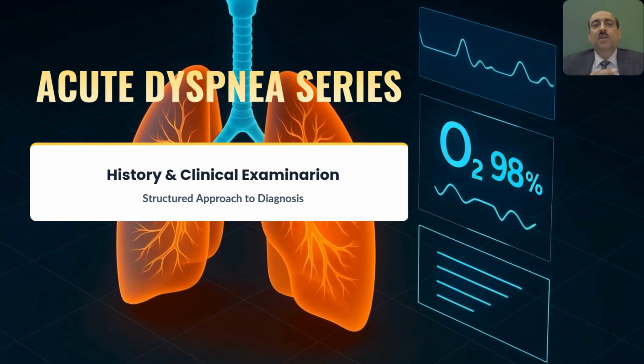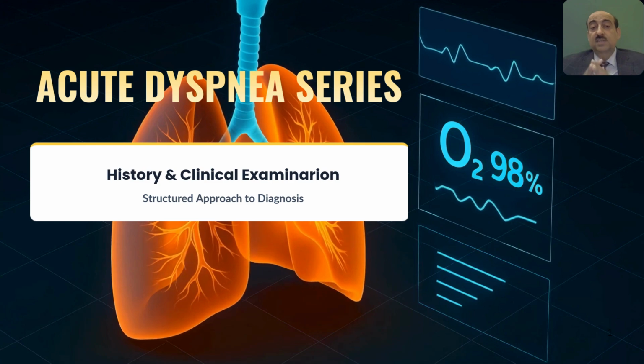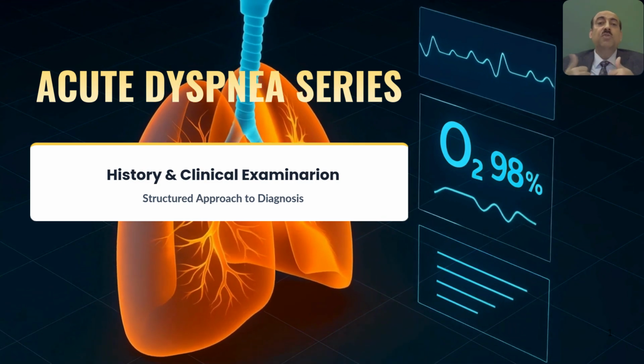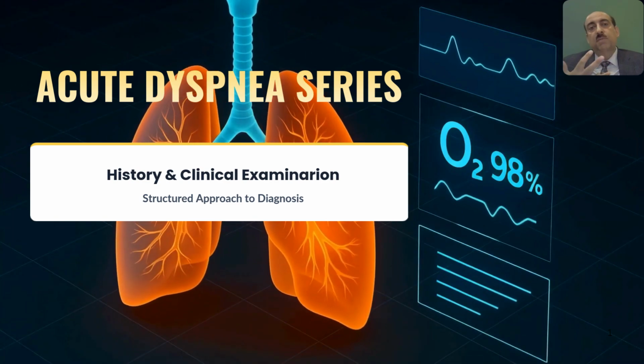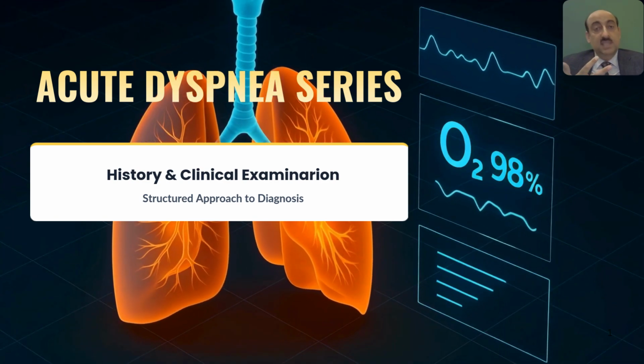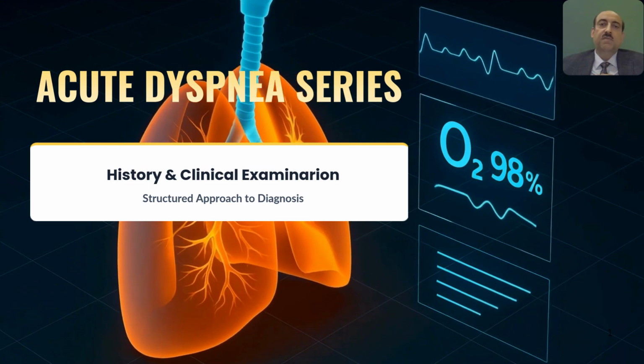This is the third module, module number 3 of the acute dyspnea series, and this is mainly focused on how to take a focused clinical history in a sequential manner, how to perform a pattern-based clinical examination, and what to look for in the pattern recognition and clinical examination for patients with dyspnea.